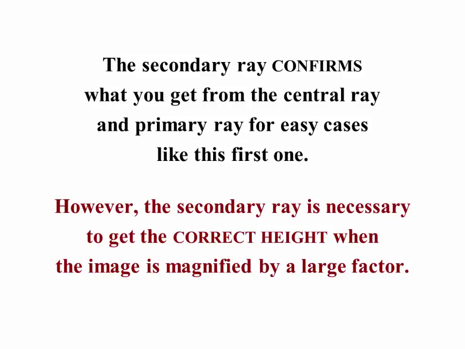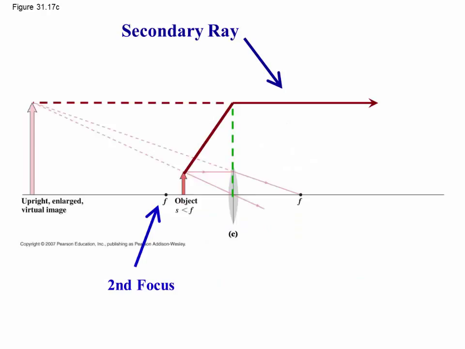However, the secondary ray is necessary to get the correct height, and this is particularly the case when you've got a magnified image, particularly when there's a large factor like in this example here, where there's a very large and virtual upright image. Notice that the parallel to focus and central rays cross each other at a relatively shallow angle. That makes it difficult to get an accurate location of the image.